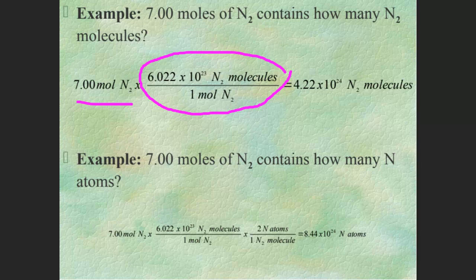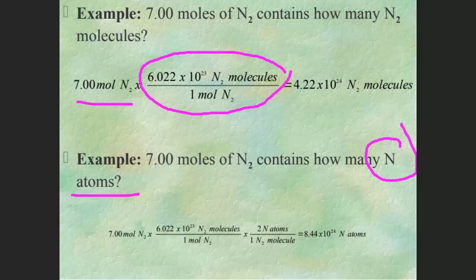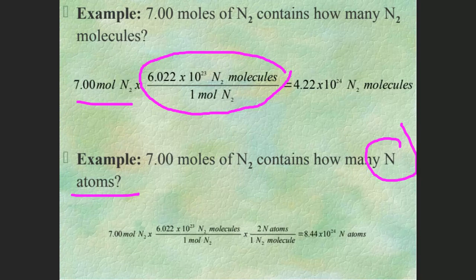Second, 7 moles of nitrogen contains how many nitrogen atoms? See the twist here? When you see this type of question, you can ask me whether it is correct or a typo. But this is not a typo. As we said, molecules to atoms or atoms to molecules can also be asked.